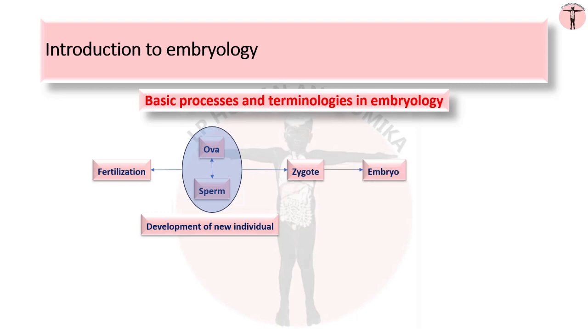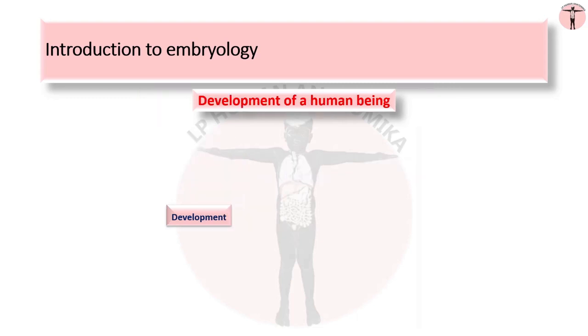The zygote multiplies and reorganizes to form the miniature of new individual called embryo that grows and matures as fetus in the mother's womb and delivered at the end of term pregnancy. With these terminologies, let us now define what is the development of a human being.